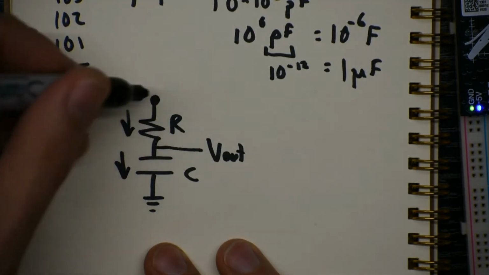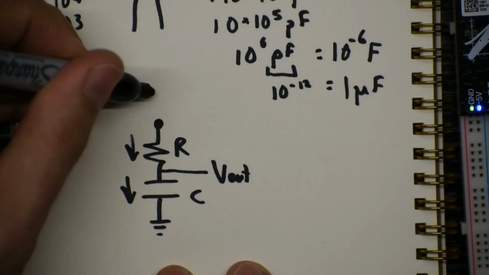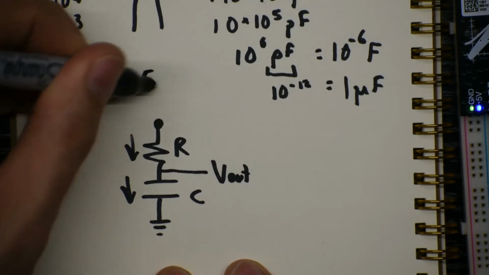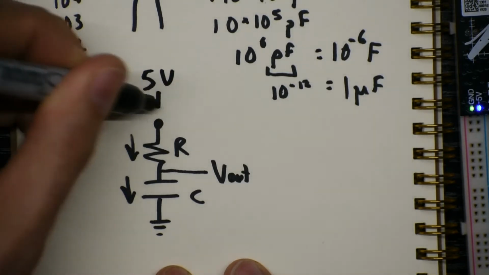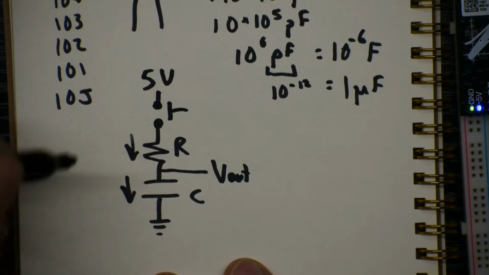So let's add another component here so that we can see how things change with time. Let's add a button. We'll just take 5 volts as our input, and we'll put a button from the 5 volts to the resistor.